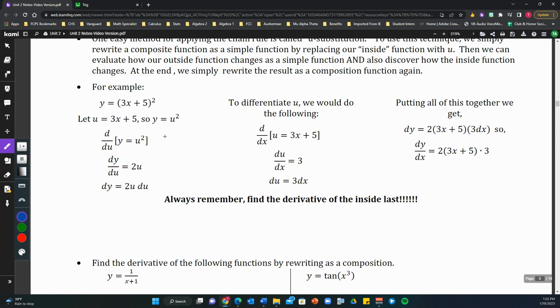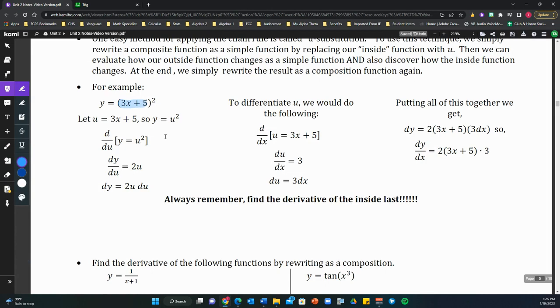So that means there are two kinds of change. We know that quadratics change based on a linear function's pattern, and then a linear function changes based on a constant function's pattern. So we have to make sure that both of those things are accounted for when we find their derivative. But our inside function is u equals 3x plus 5. So again, we're going to take the inside part and just simply swap it out with our variable u.